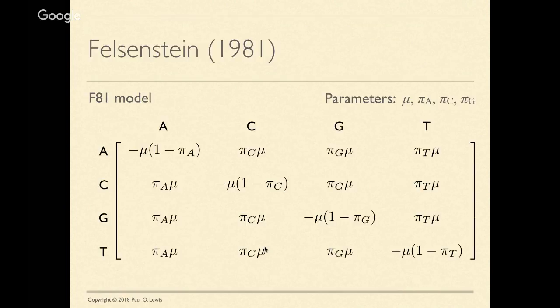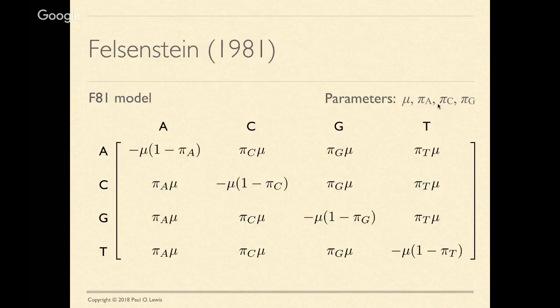So this F81 model has 4 parameters, and I'll designate those pi A, pi C, pi G, and mu. These are three of the four base frequencies, and mu is sort of a general substitution rate. So why don't I include pi T? That's because if you know pi A, pi C, and pi G, you automatically know pi T, because the four base frequencies have to add up to 1.